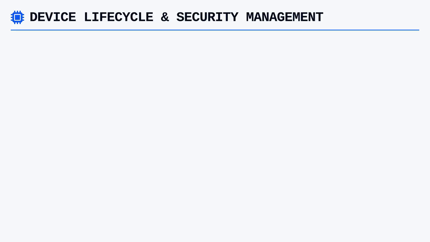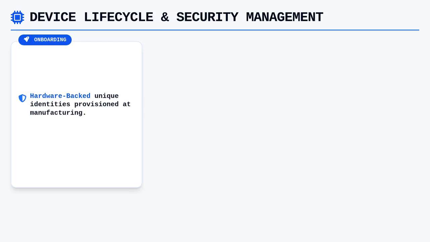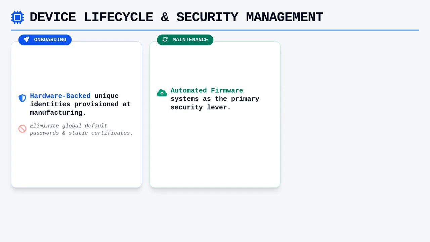Managing the life cycle of these devices requires a disciplined approach to onboarding and maintenance, particularly when considering how credentials or identifiers are handled. Secure device onboarding should involve unique, hardware-backed identities that are provisioned during manufacturing, rather than relying on global default passwords or static certificates that could be leaked at scale. Once deployed, automated firmware update systems become the primary lever for security, though they must be designed with remote credential revocation capabilities to handle nodes that are physically or logically compromised.